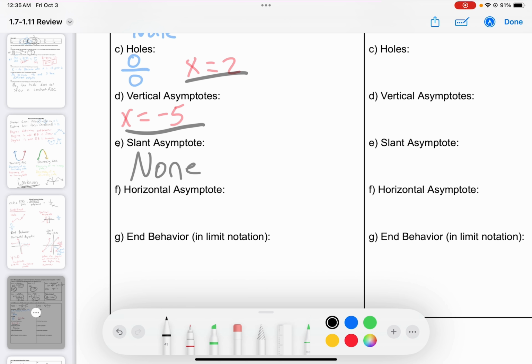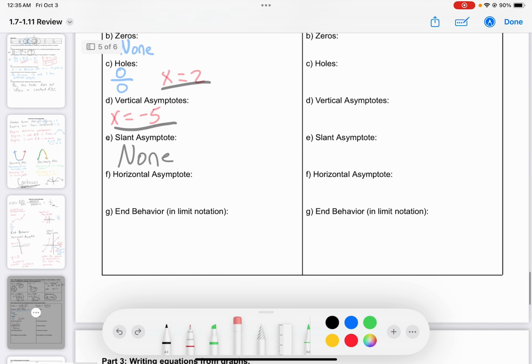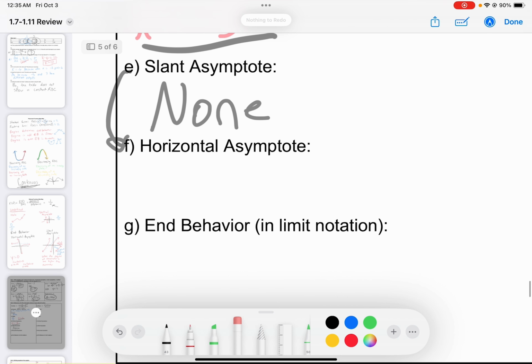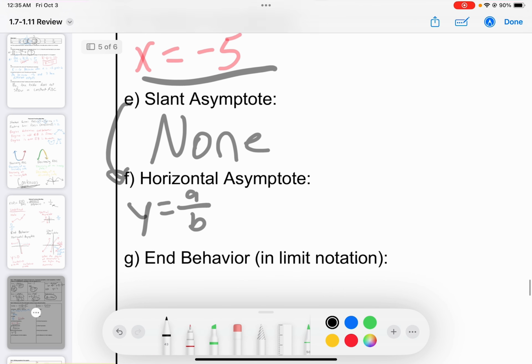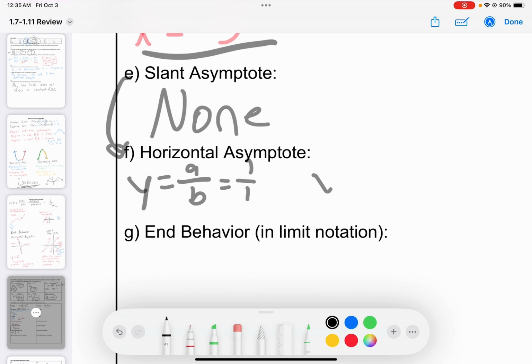You can't have both a slant and a horizontal. Got to choose one. So the degree is the same, so we know we're going to have a horizontal asymptote at y equals a over b. And our leading coefficients here are just 1 and 1. So we have y equals 1.